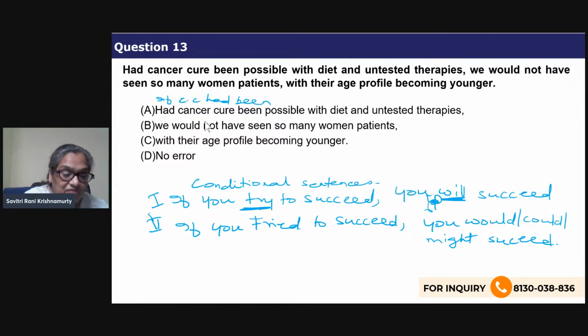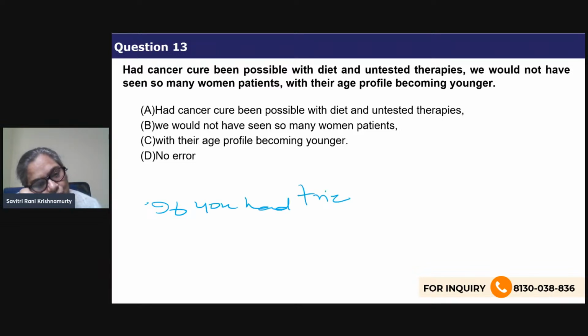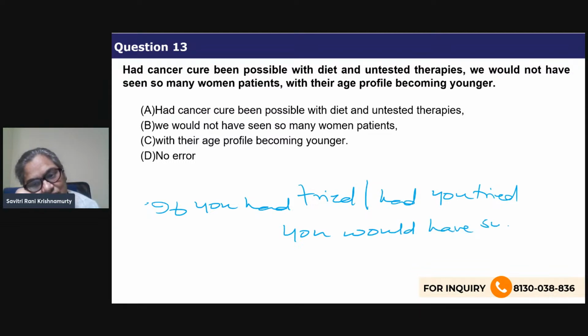The third one, which is what this question is in, is if you had tried, or had you tried, to succeed, you would have succeeded. You didn't try, therefore you didn't succeed. Now, here: if cancer cure had been possible, or had cancer cure been possible, with diet and untested therapies, we would not have seen so many women patients.